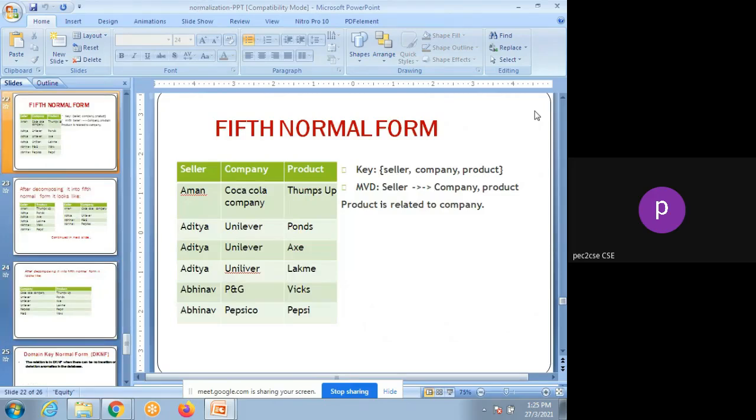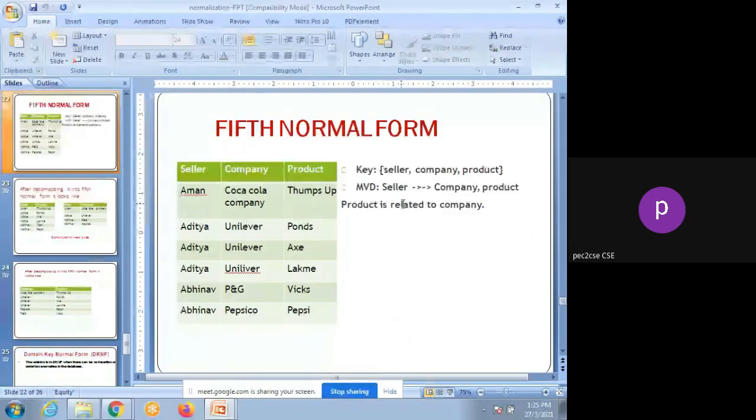for this table, and this has 2 multi-value dependencies. For one seller, there are many companies. To be in fourth normal form, we will decompose this into 2 tables. One is seller company, the other one is seller product. Okay. So since you want to preserve the join dependency also, you have to create a third table. The third table contains company and product.